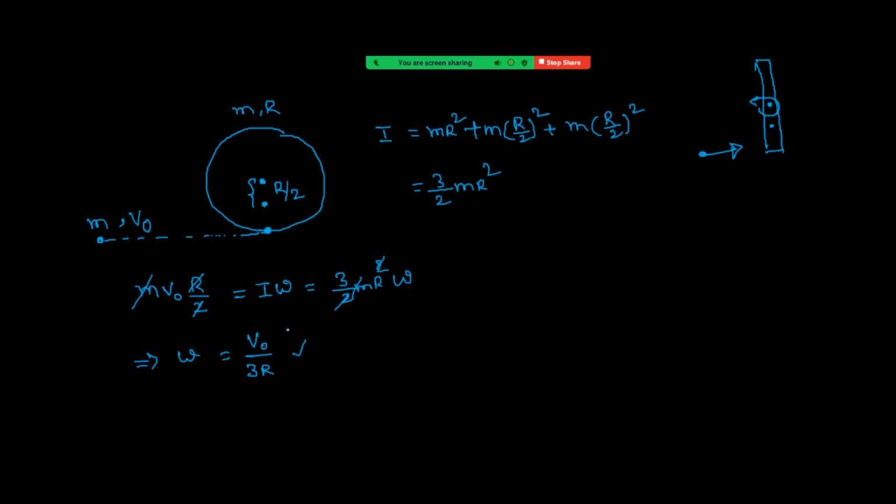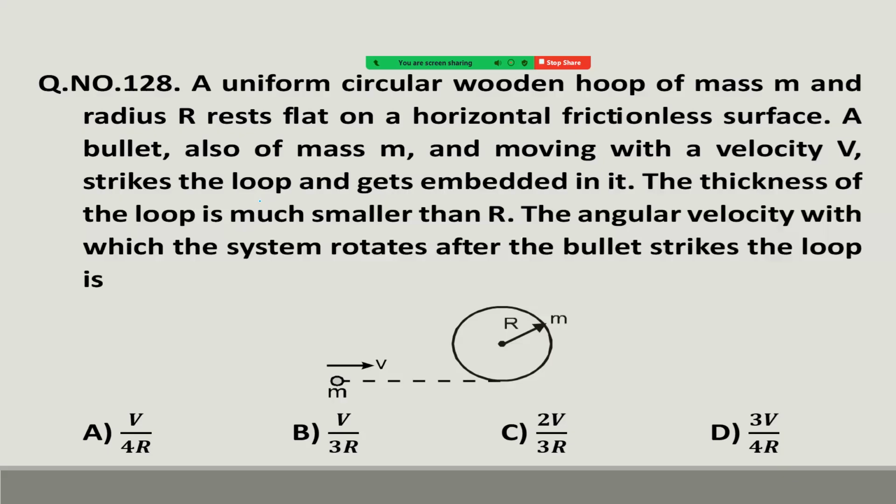So it is just taking conservation of angular momentum. So we should be very careful about which axis we have to conserve. Since it is now sticking, we should take about the common center of mass. Okay. Let us see next one.